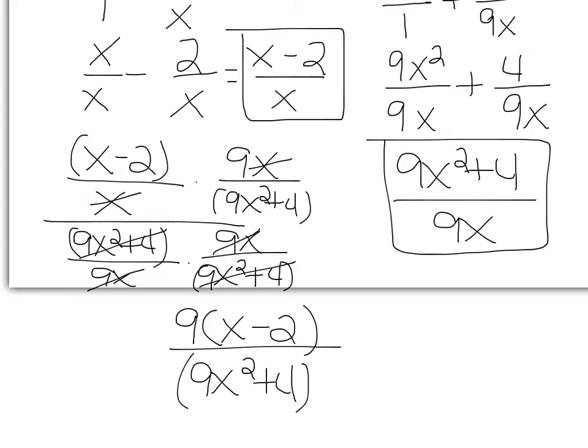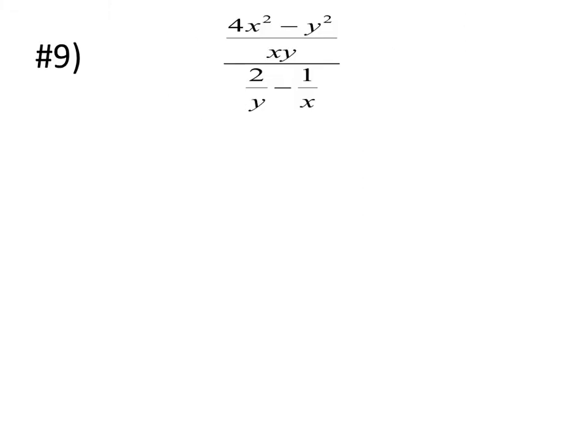You cannot cancel the 9's because this is 9x squared plus 4. It's not just 9. So that is your final answer. All right. So you want one fraction in the numerator, one fraction in the denominator. Well, my numerator is actually already one fraction. The only thing I can do is put parentheses around this. My denominator, however, is not, so we're going to deal with that.